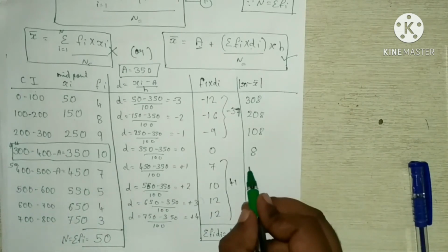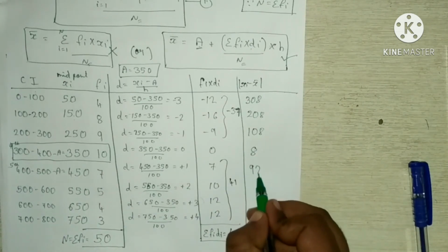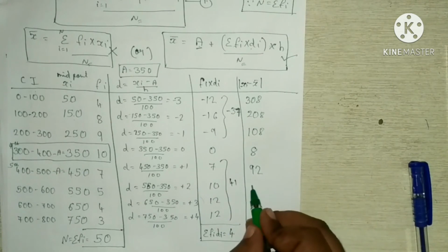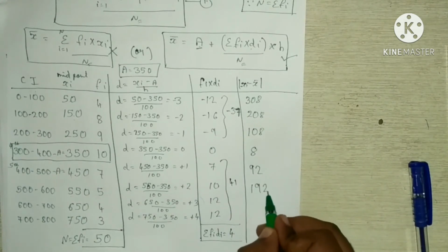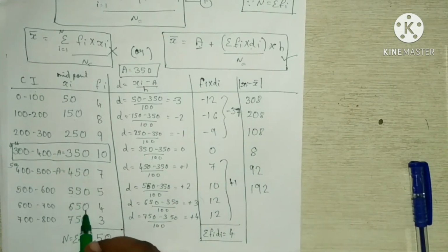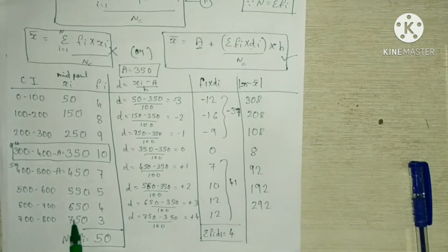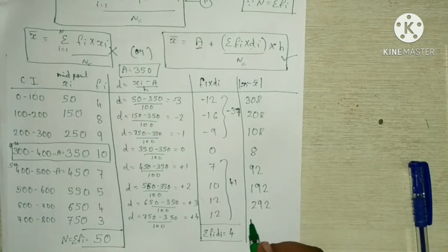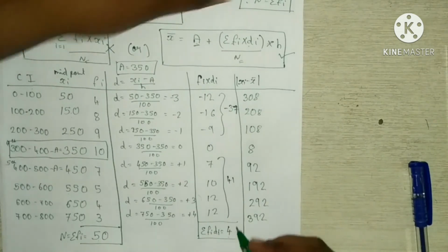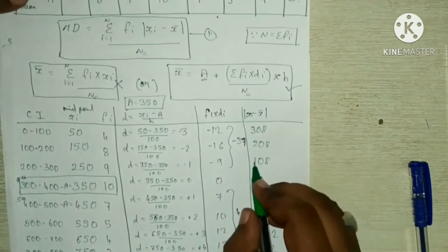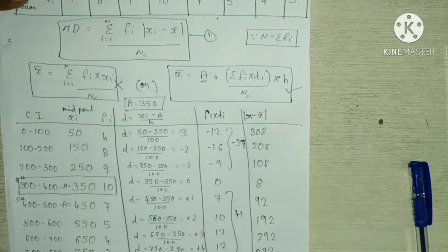450 minus 358 is 92. 550 minus 358 is 192. 650 minus 358 is 292. Next, 750 minus 358 is 392. Next you need to find Fi into Xi minus X bar.